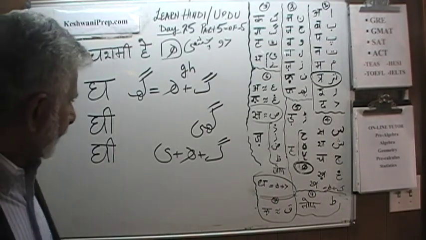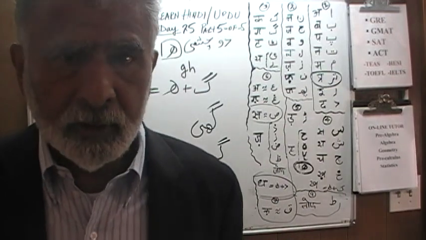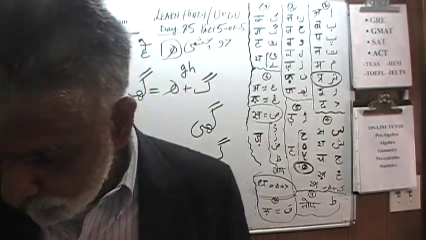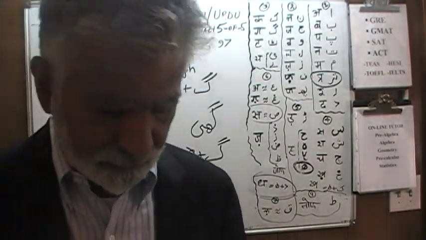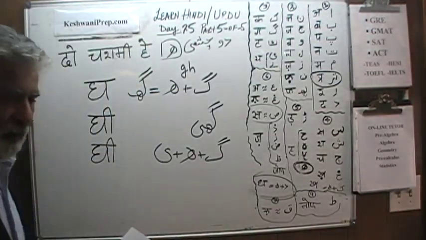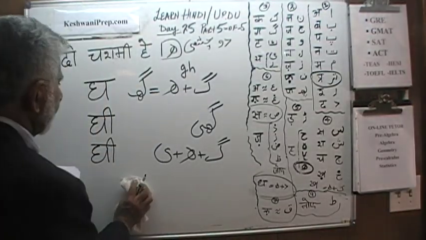Ghee. You know what ghee is? Ghee is a butter. It's a clarified butter. We use it all the time in our cooking. Ghee. Let's do one more, shall we? Let's do the next one.